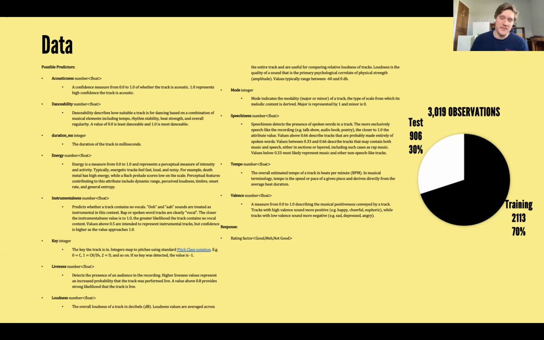Oh, and this is also important. I was able to get 3,019 observations from my collection. So I split it 30-70, with 906 for the test set and 2,113 for the training set.